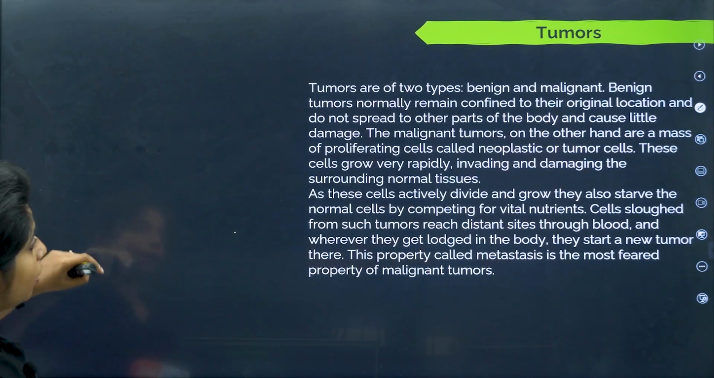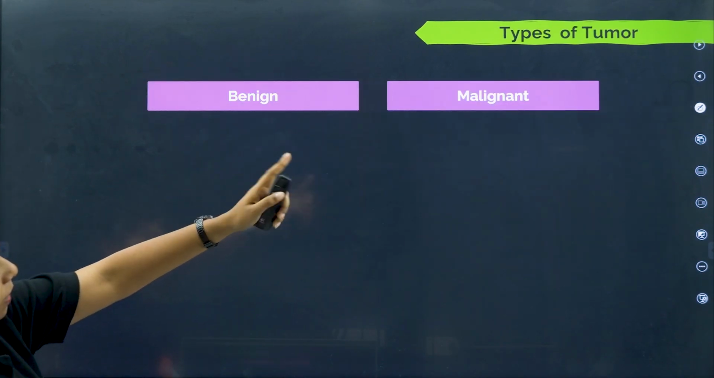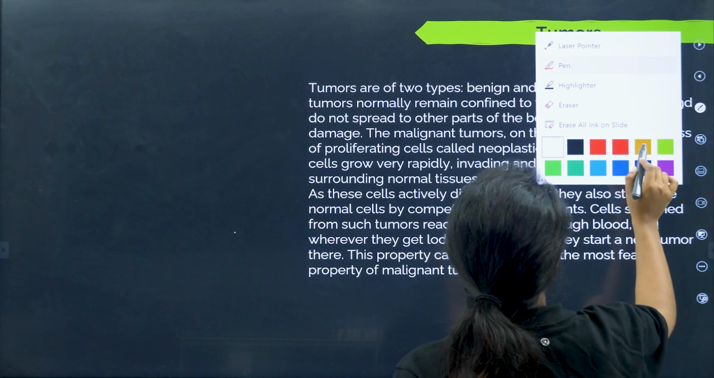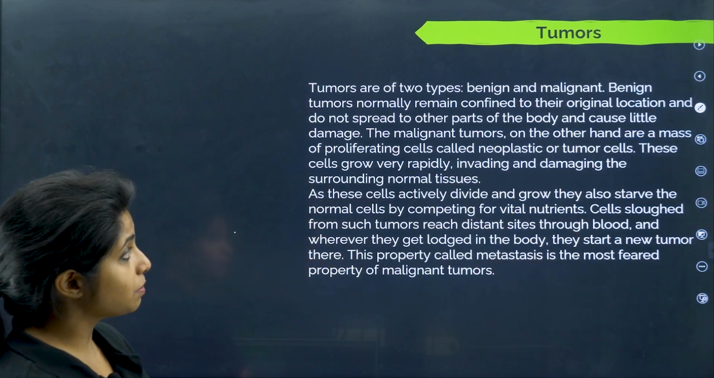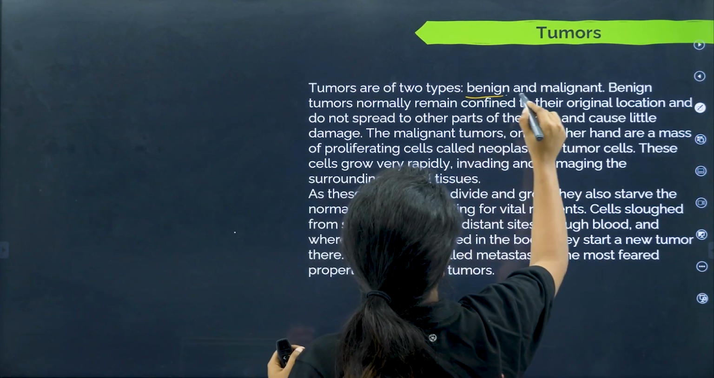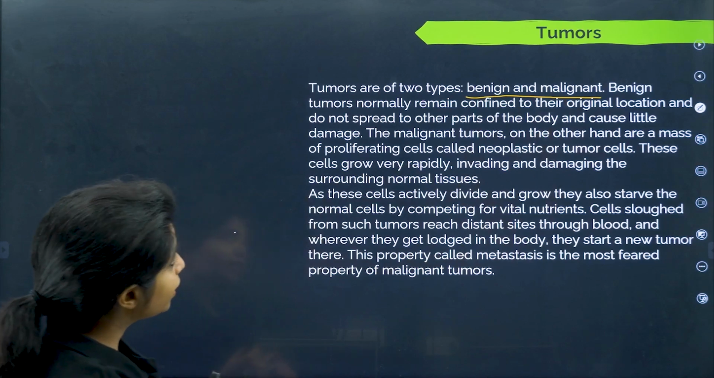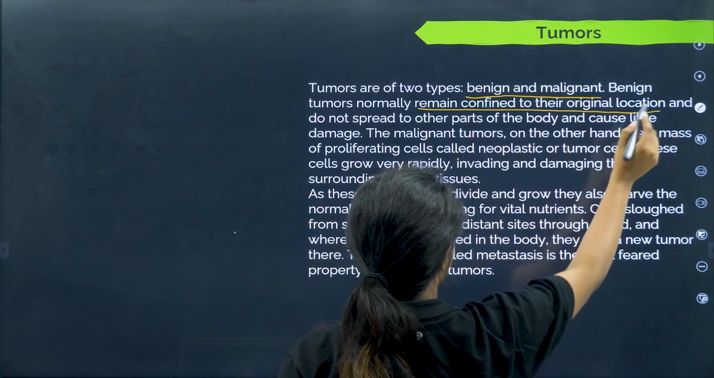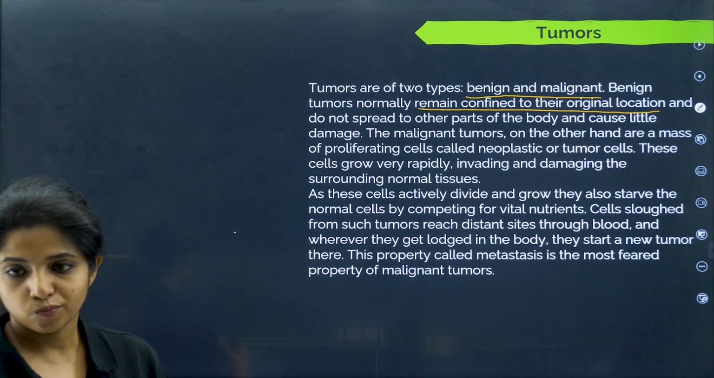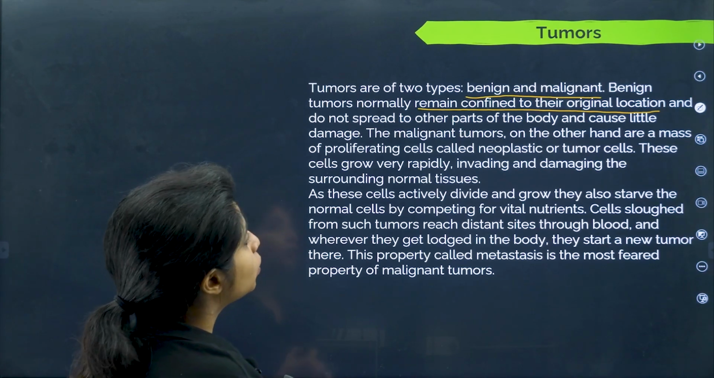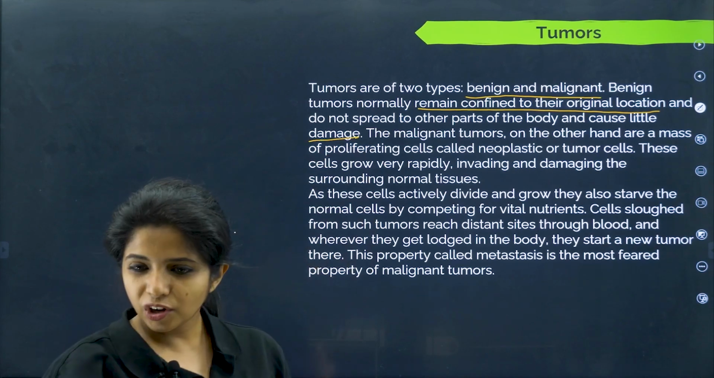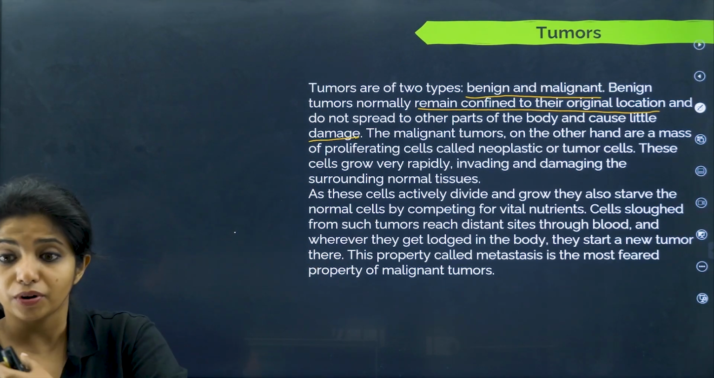Okay, now let's talk about tumor. We have types of tumor, benign and malignant. We are going to read about them now. Tumors are of two types, benign and malignant. Benign tumors normally remain confined to their original location. That means, are they showing metastasis? No. They do not spread to other parts of the body and cause little damage. They only cause a little amount of damage, probably some inflammation or a lump in your body.